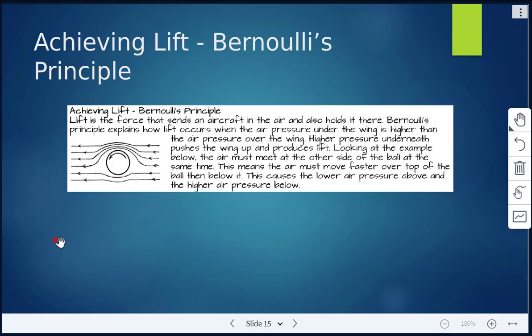So Bernoulli's principle, it's a lift. That is the force that sends an aircraft in the air and holds it there. So Bernoulli's principle explains it with air pressure. The air pressure under the wing is higher than the air pressure over the wing. So the higher pressure underneath, it pushes the wing up and produces lift.